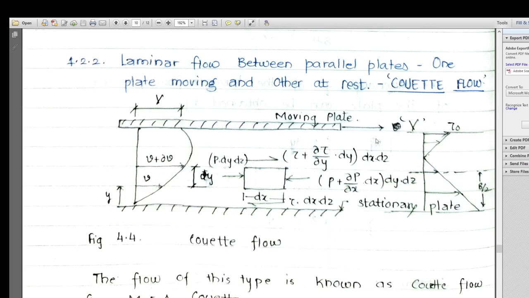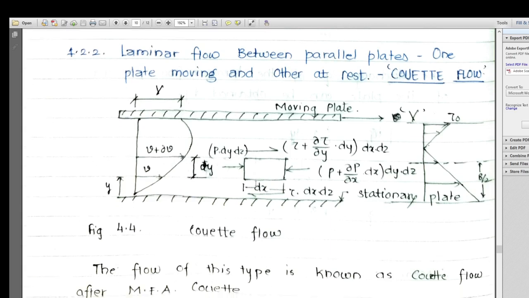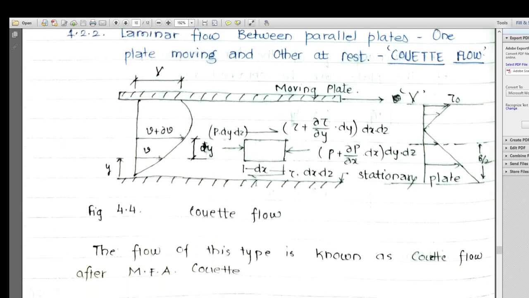So we can see in figure 4.4 that these are the two plates which are parallel to each other. This plate is the moving plate and this plate is at rest. The distance between these two plates is b. The flow of this type is known as the Couette flow.